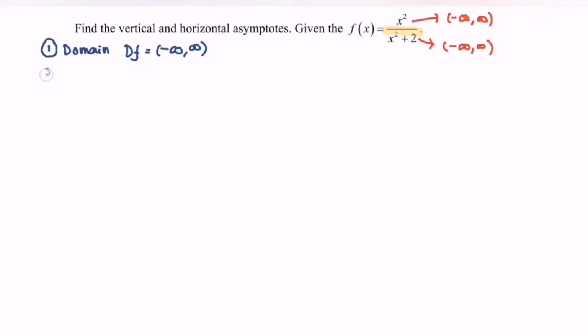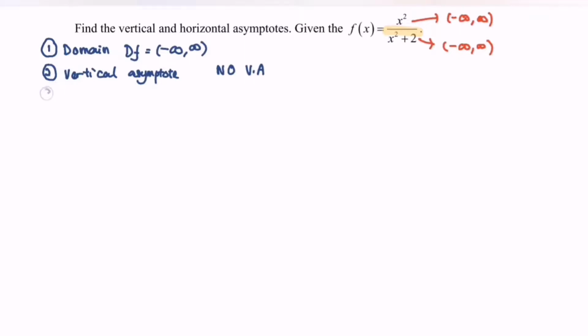Second part would be the vertical asymptote. How to find the vertical asymptote? By referring to the domain. So in this case, the domain is all real numbers, so there is no vertical asymptote, meaning that vertical asymptote does not exist.